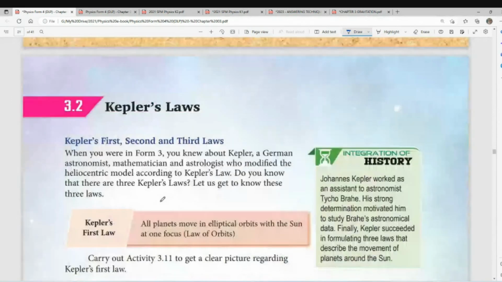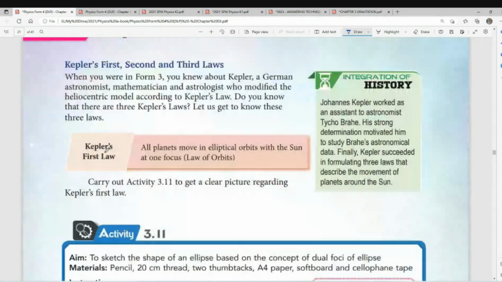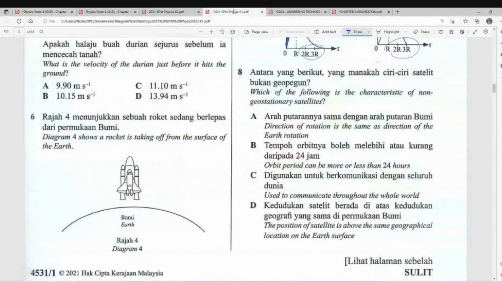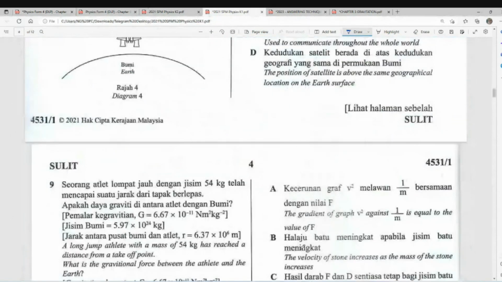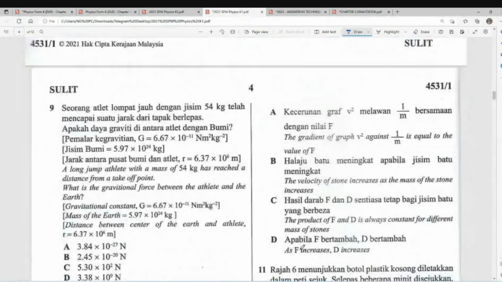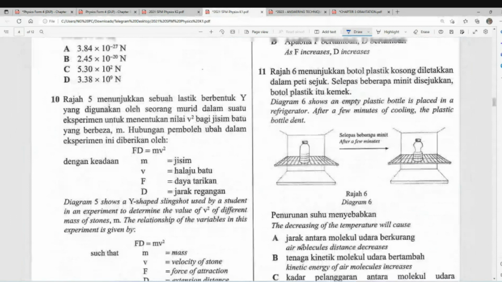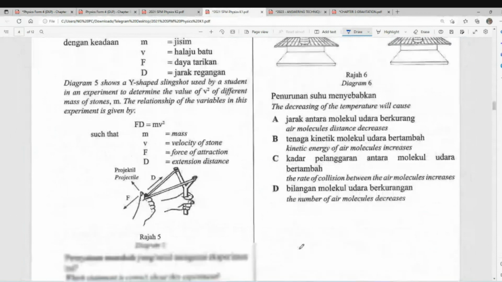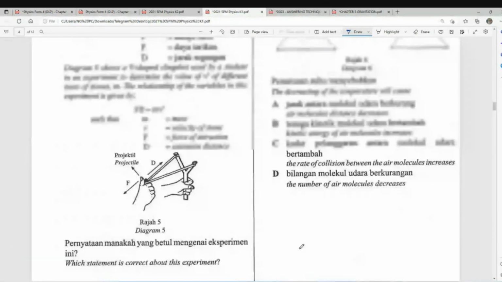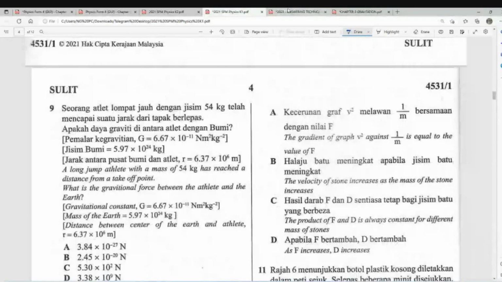Okay, about Kepler's law. Make sure that you are clear about Kepler's first, second, and third law. What's the difference? I think last year they didn't really ask about Kepler's law. So far paper 1 doesn't have it, and I think paper 2 also doesn't have it.